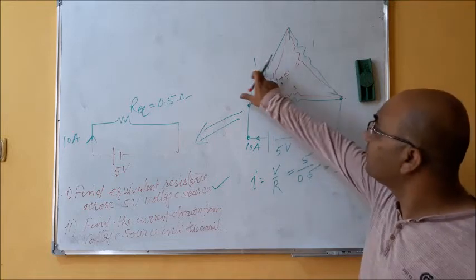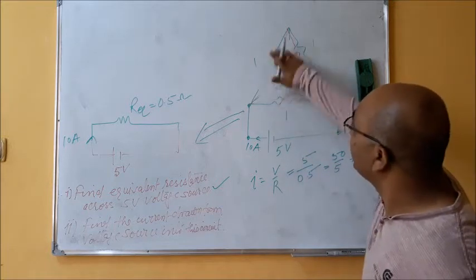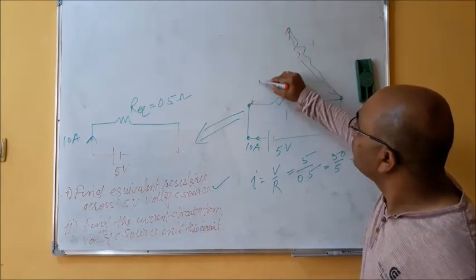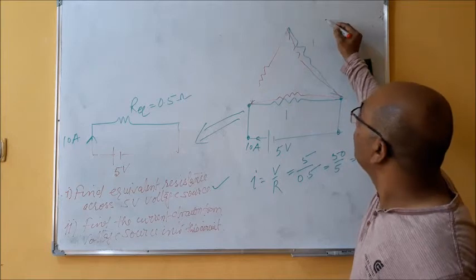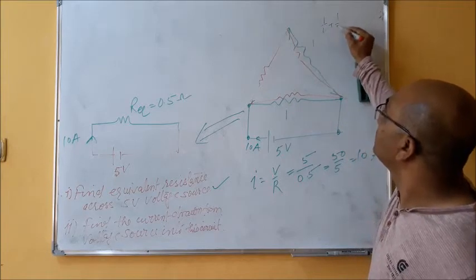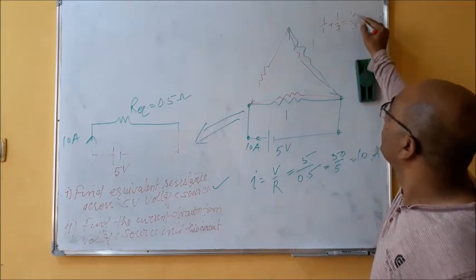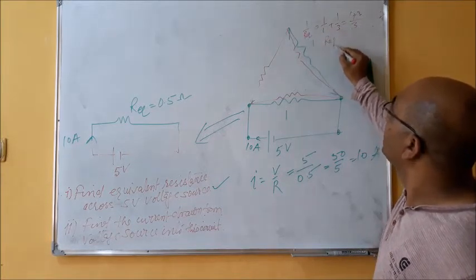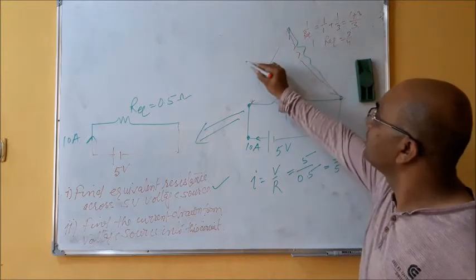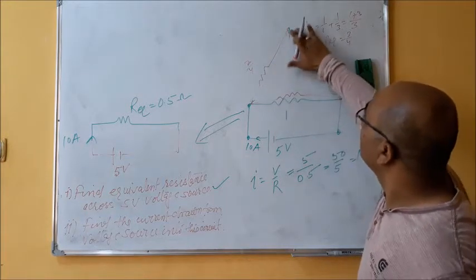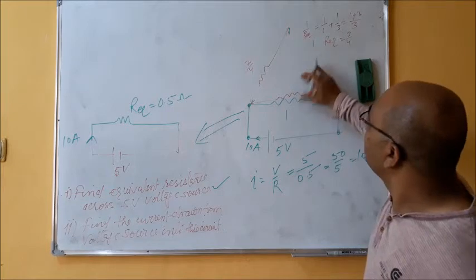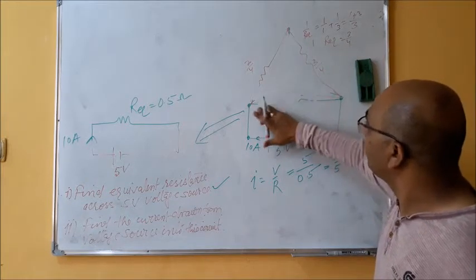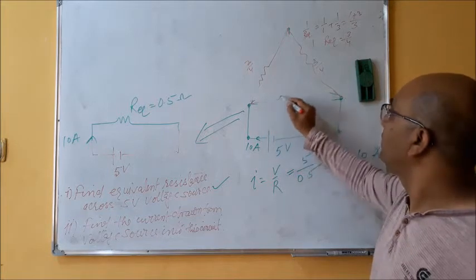So now this 3 and 1 are in parallel. So what can I do? I can change this with a single resistance. 1 and 3 in parallel means, so our equivalent is 3 upon 4. So this is 3 by 4. Similarly, in the place of these two I can write 3 by 4, and similarly in place of these two we can write 3 by 4.